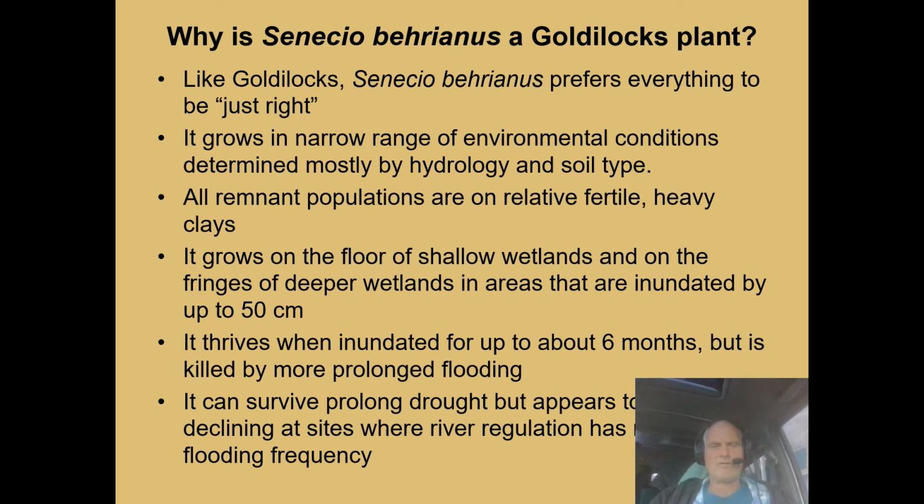It can also survive prolonged drought, but again, it appears to be declining in areas where river regulation has reduced the flooding frequency. So it doesn't like it too dry, doesn't like it too wet. It likes to be in the right sort of soil type, in the right sort of hydrology. It's also on the plains, and it's in lowland areas. So its habitat was targeted for destruction early on by the way Europeans managed the landscape. It doesn't like river regulation. It doesn't like wetlands being drained. So all of those factors have really reduced its habitat.